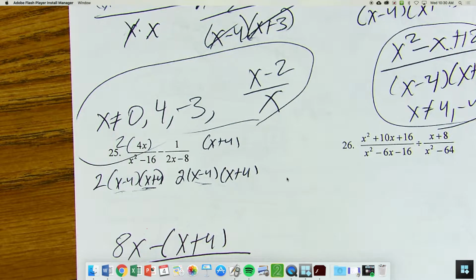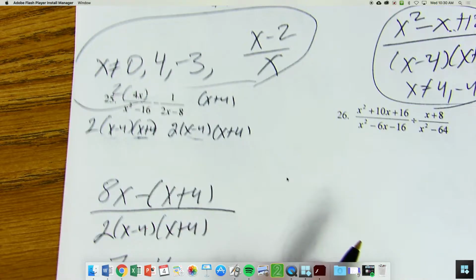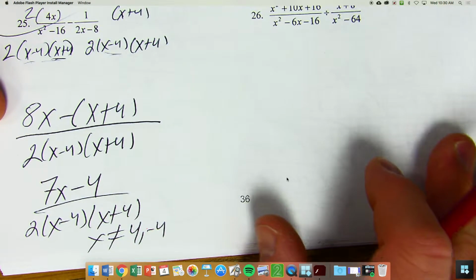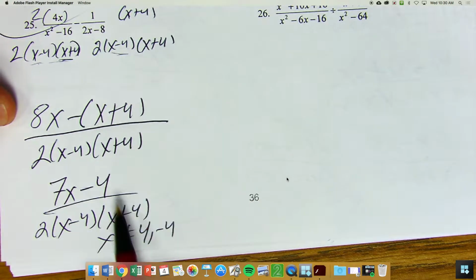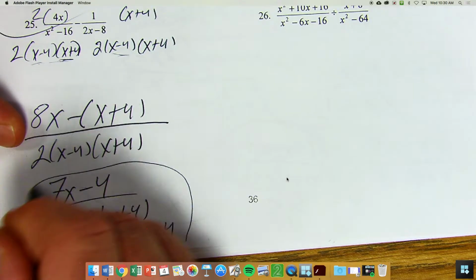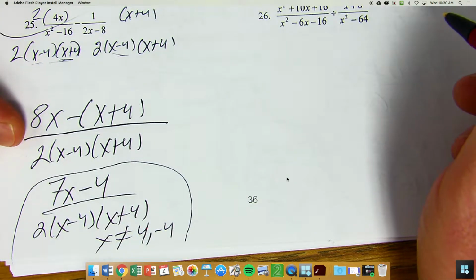Therefore, state your excluded values. x can't be 4 or negative 4. Folks, that doesn't factor. And oh my gosh, I ran off the board there. Hello. So, 7x minus 4 doesn't factor. We're done.